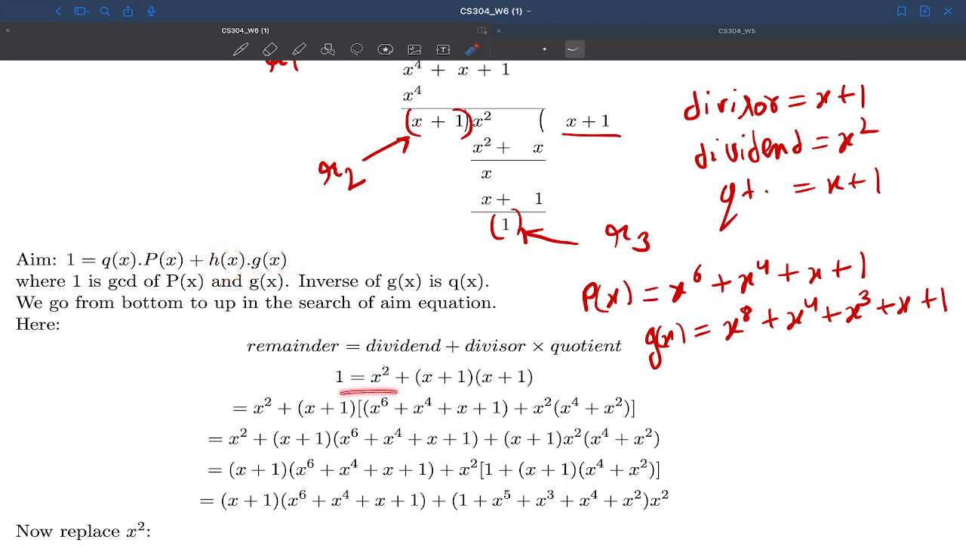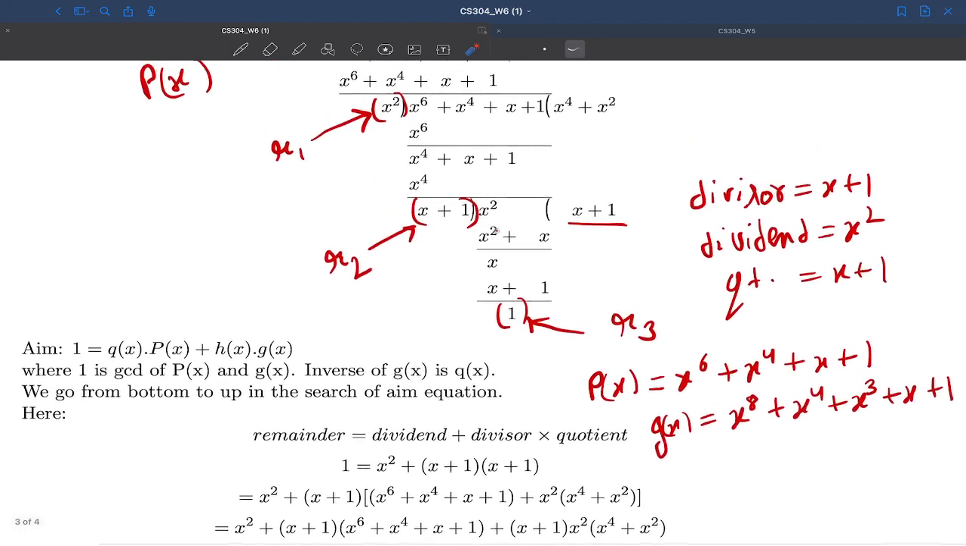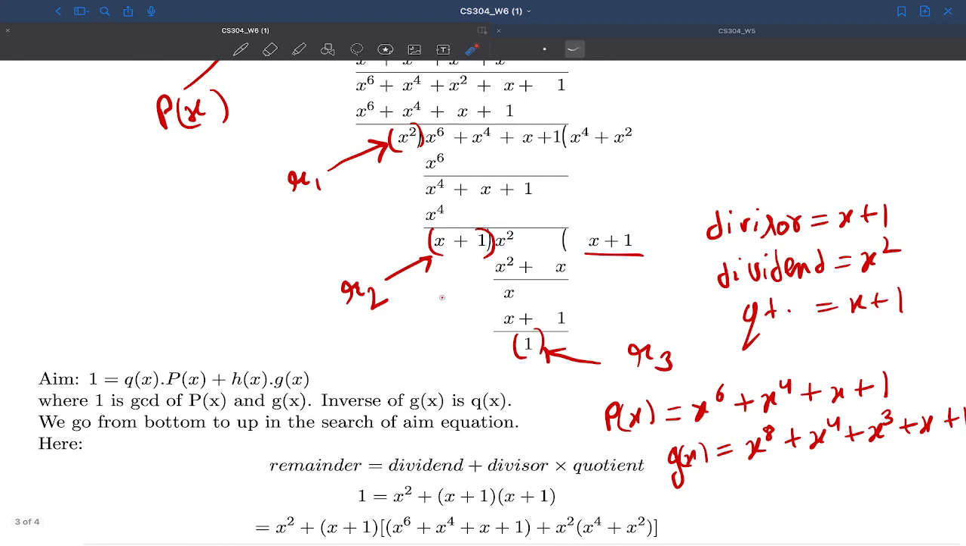So in this equation I can't see this p(x), I can't see this g(x), right? That means we have to work more on this equation. Okay, so here is how we got this equation: I equated this remainder with this dividend plus divisor and quotient. Okay, now let's go up and let's go one iteration back.